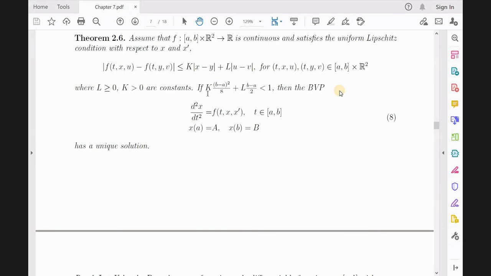If k(b − a)² over 8 plus L(b − a) over 2 is less than 1, then this second order boundary value problem, d²x over dt² equals f(t, x, x'), t belonging to [a,b], x(a) = A, x(b) = B, has a unique solution.